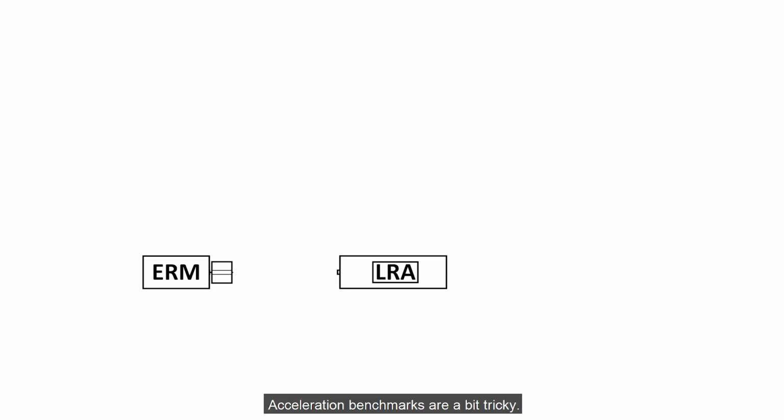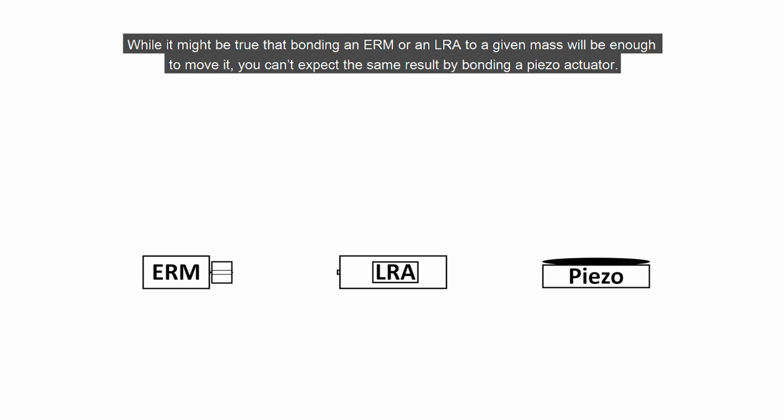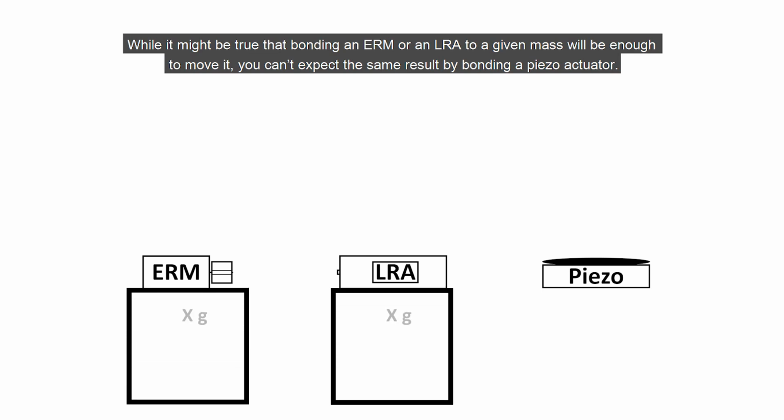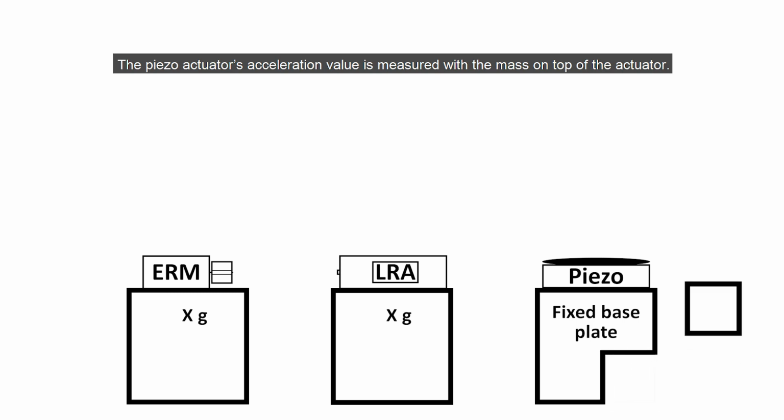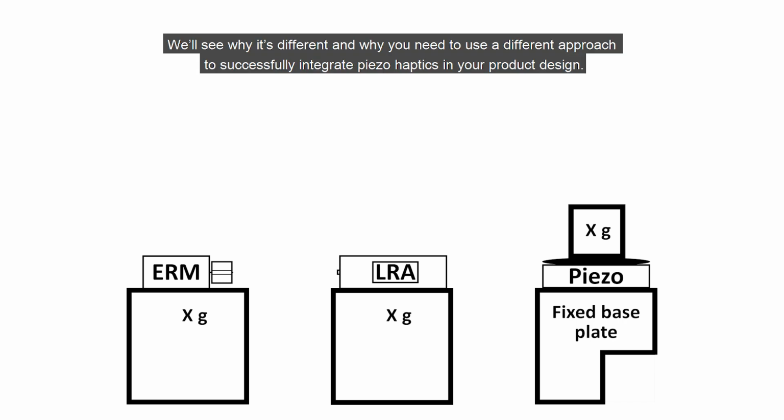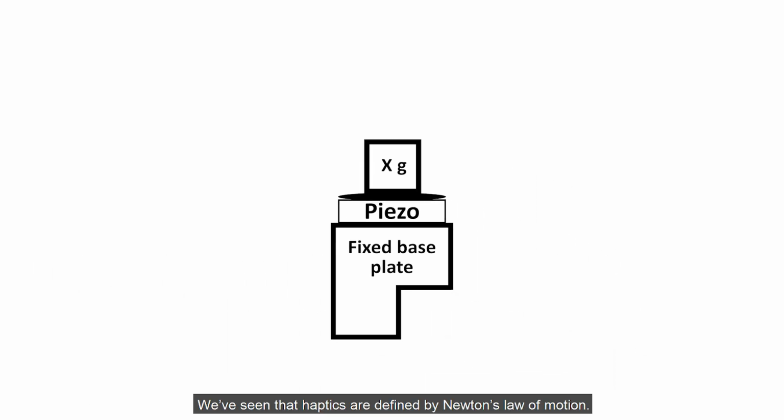Acceleration benchmarks are a bit tricky. While it might be true that bonding an ERM or an LRA to a given mass will be enough to move it, you can't expect the same result by bonding a piezo actuator. The piezo actuator's acceleration value is measured with the mass on top of the actuator. We'll see why it's different and why you need to use a different approach to successfully integrate piezo haptics in your product design. We've seen that haptics are defined by Newton's laws of motion.